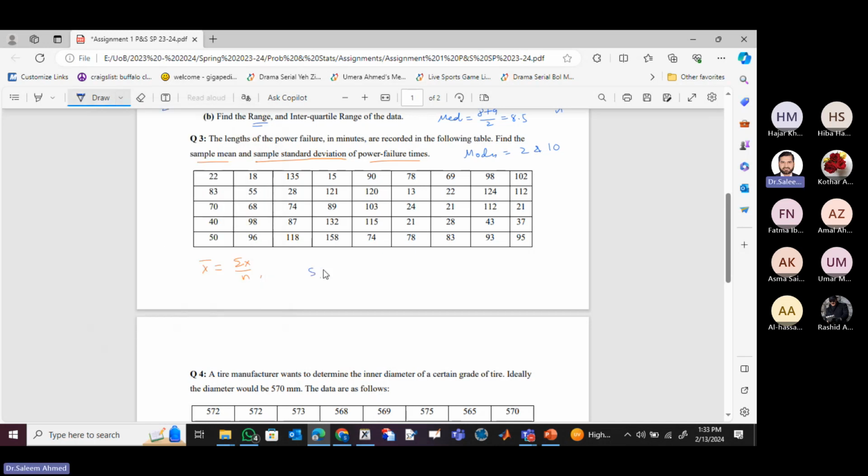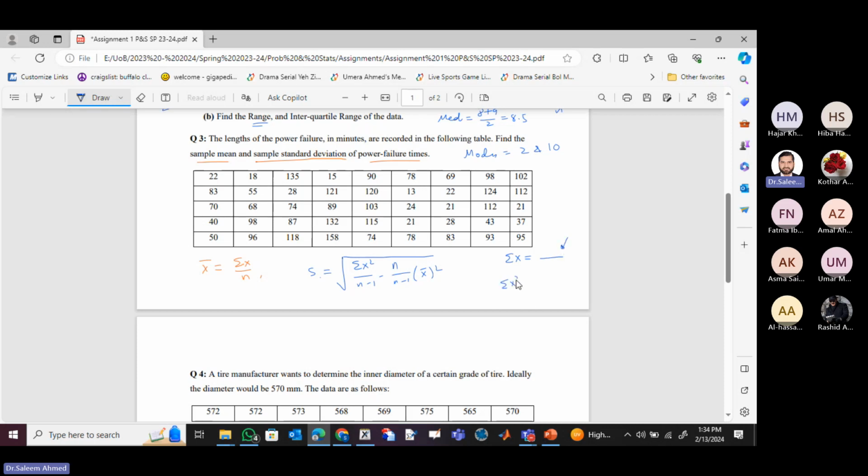So sample variance is S squared, which is summation X square by N minus 1, minus N over N minus 1 into X bar square. So this is the sample standard deviation, this one. It means you need sum of X and sum of X square. Without writing squares of X in the calculator, you can just add all these values. It will give you sum of X right here.